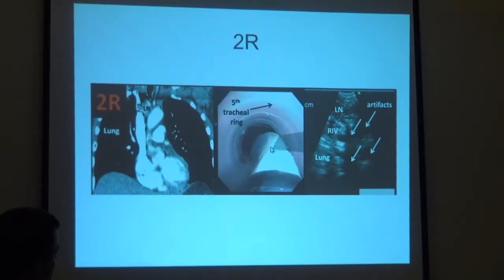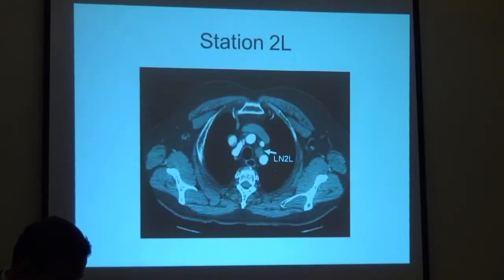You've got the balloon, and that's the tip of your scope. Usually your vision is here, so once you're in this position, you're not seeing anything. You're just seeing the wall. You're against the wall. So around the fifth tracheal ring, this is your ultrasound view, and this is what you see. So you've got the lymph node here, and then you've got the vein here, the right innominate vein. These are just artifacts. I will go over them in one of the lectures.